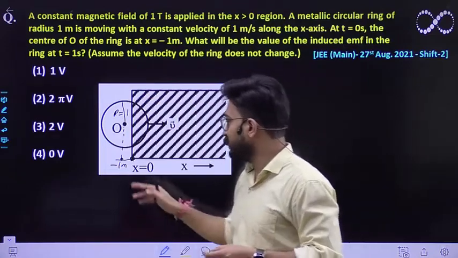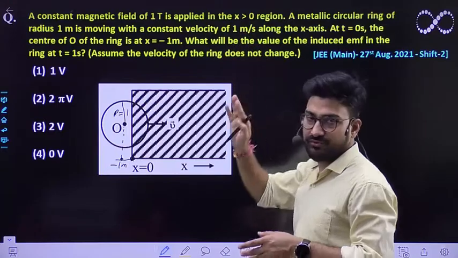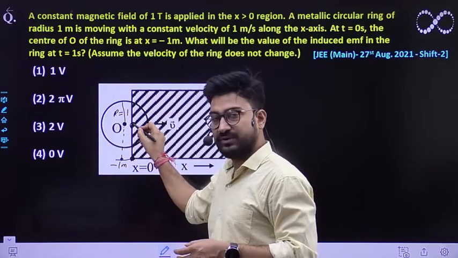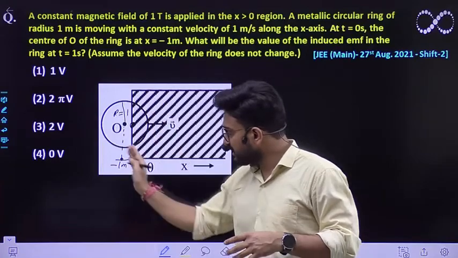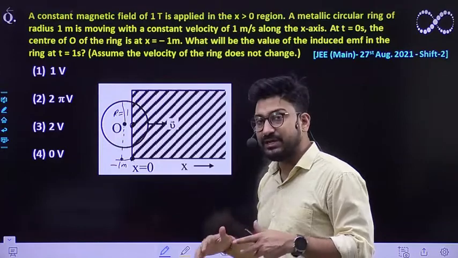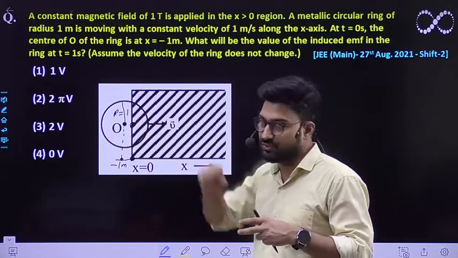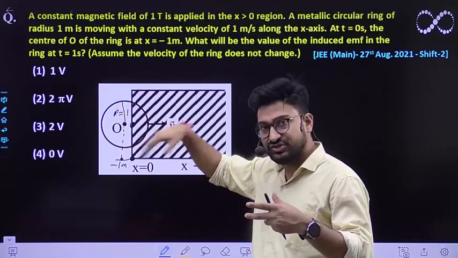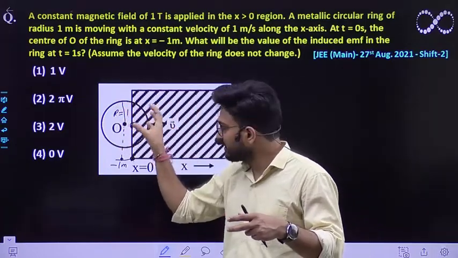Obviously at t equal to 1 second, because it is moving at the speed of 1 meter per second, after 1 second it will move a distance of 1 meter. So this O will come over here. Since this loop of wire is constantly moving into the magnetic field, there is a change in flux linked to the coil. Constantly the flux is changing, so the magnetic field passing through this loop is changing.